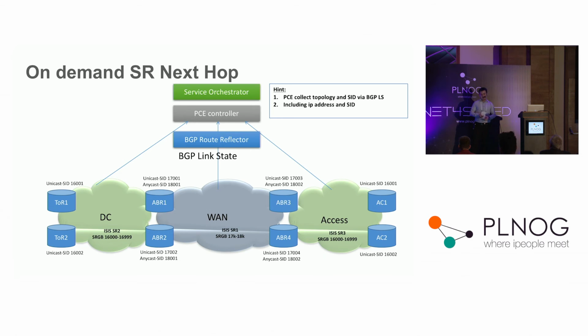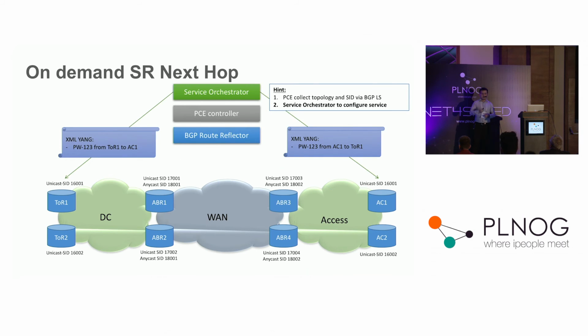So what happens is now you have, again, 3 different domains. All of them run ISIS as an IGP. However, you don't have visibility between those domains, so you don't do any sort of redistribution, right? So if Tor1 wants to talk to AC1, he cannot do it because there is no visibility at all, right? So the PCE now collects the topology by BGP-LS, as we said, right?